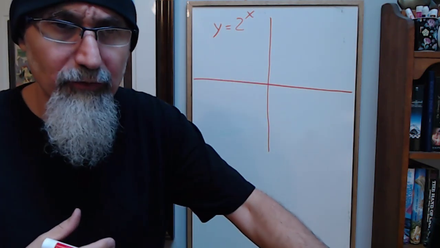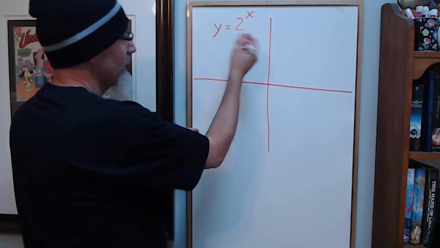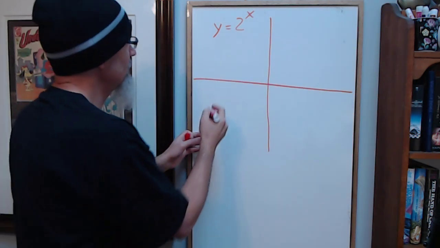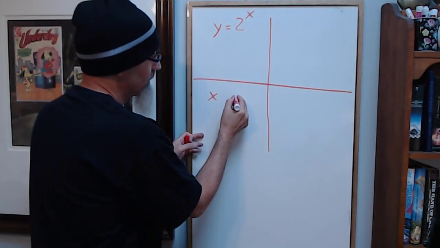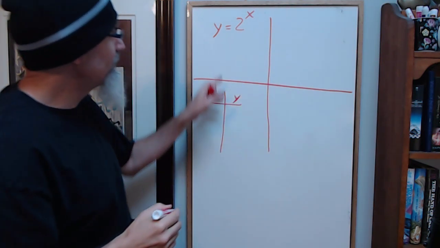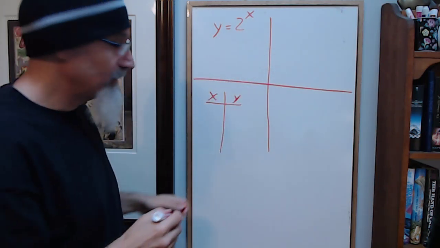Actually, no, let's not do 2 to the power of x. Should we do 2 to the power? Yeah, let's do 2 to the power of x. Okay, let's make a table of values. Let's graph this function using a table of values. Here's our x, here's our y. So let's just plug in values for x and find out what y is, and we'll graph it here, right?